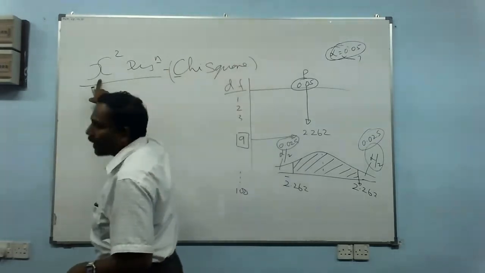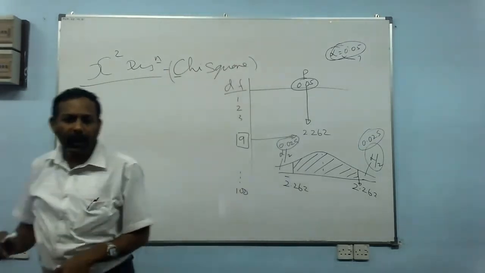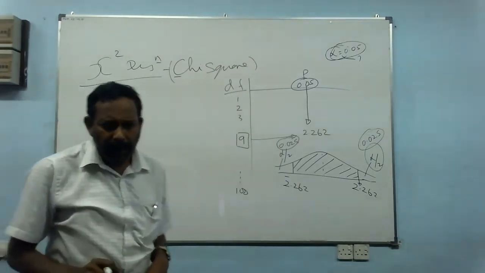Chi-square. This is how we write the chi-square distribution. Right? Chi-square.